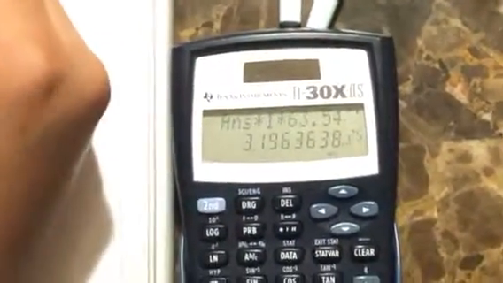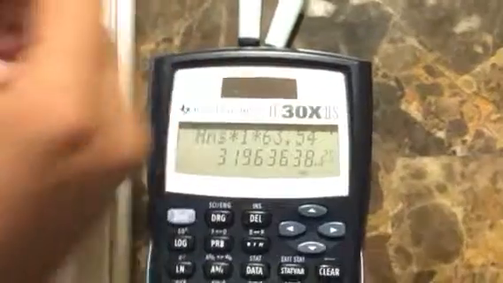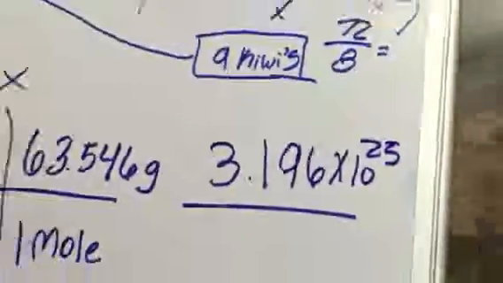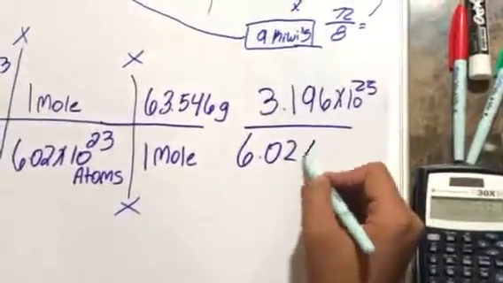So I'll just leave it right there. And it will give me 3.196 times 10 to the 25th. That will be my top. And at the bottom, 6.02 times 10 to the 23rd times 1 will essentially give me the same thing. So I can just put that there.